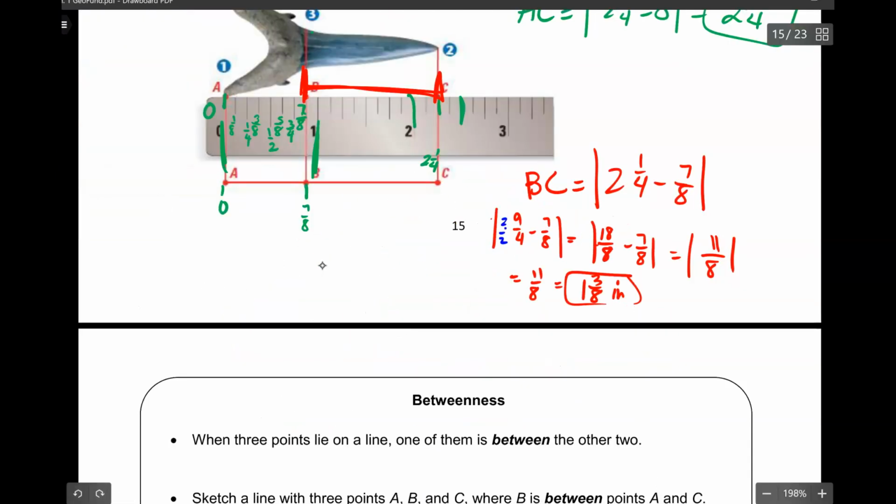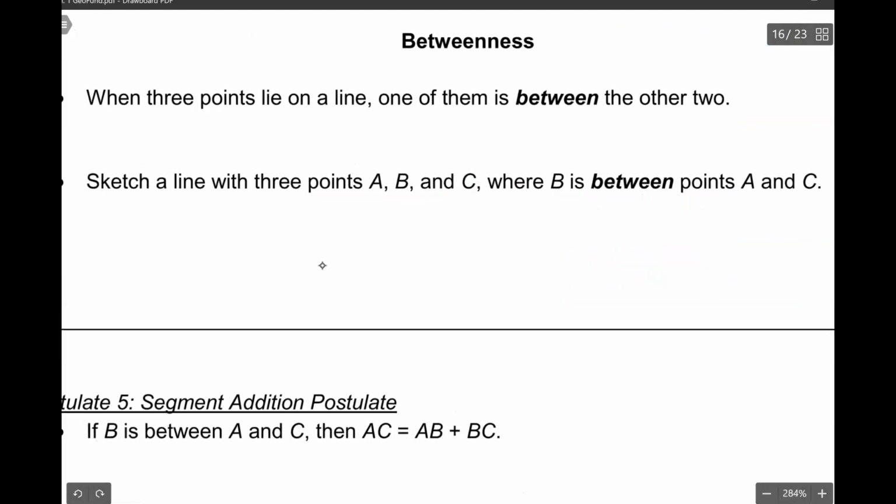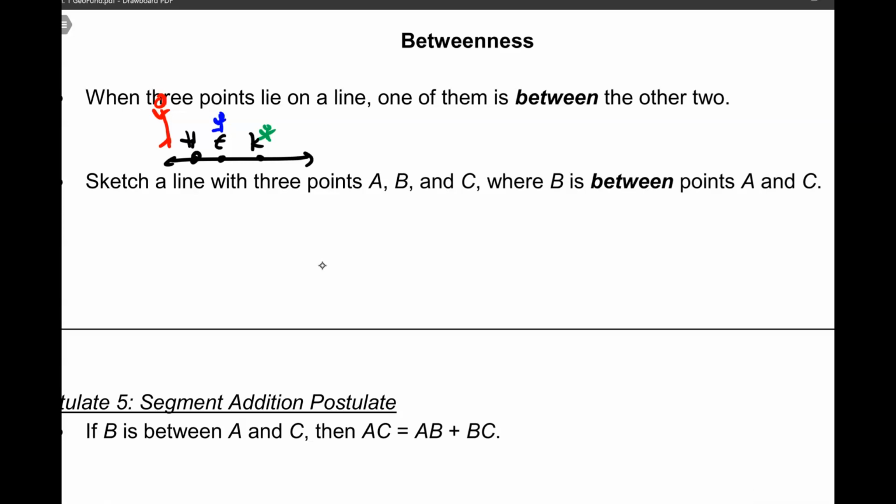Okay, awesome. So this is betweenness. When there are 3 points on a line, one of them is between the other two. So if you, Kinsley, and I all stand in a line, maybe this is me, and you want blue, so this is going to be you, and then Kinsley right here. Guess what? You're going to be between us. So if I draw a line with 3 points, let's say H is for Holly, E is for Eli, and K is for Kinsley. Notice this point E, you, Eli, you're between us.